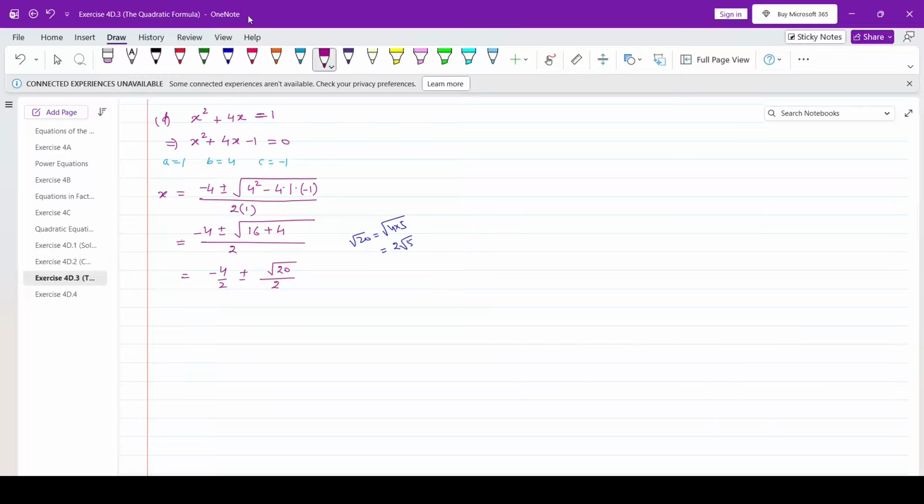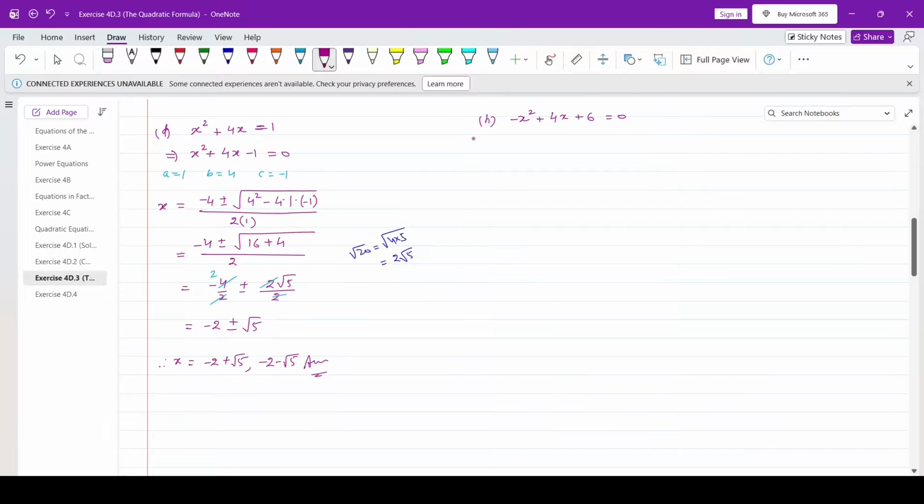So we can write this root 20 as 2 root 5, and this 2 cancels this 2, and this 2 cancels this 4 2 times, and we are left with negative 2 plus or minus root 5. So x is equal to negative 2 plus root 5 or negative 2 minus root 5. That's the answer. H, negative x square plus 4x plus 6 is equal to 0.